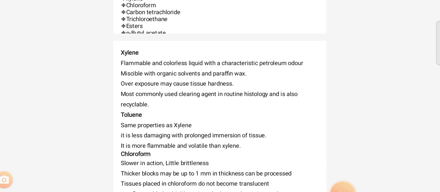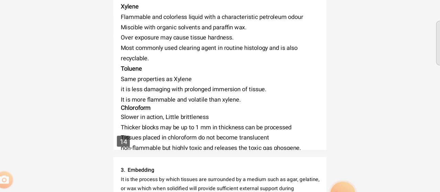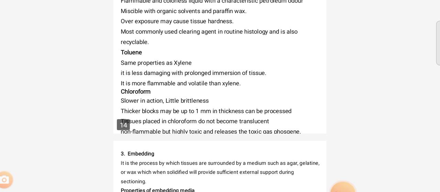Toluene has the same properties as xylene. It is damaging with prolonged immersion of tissues. It is more flammable and volatile than xylene. Next one, chloroform: slower in action and causes a little brittleness. Thicker blocks, up to 1 mm in thickness, can be processed.